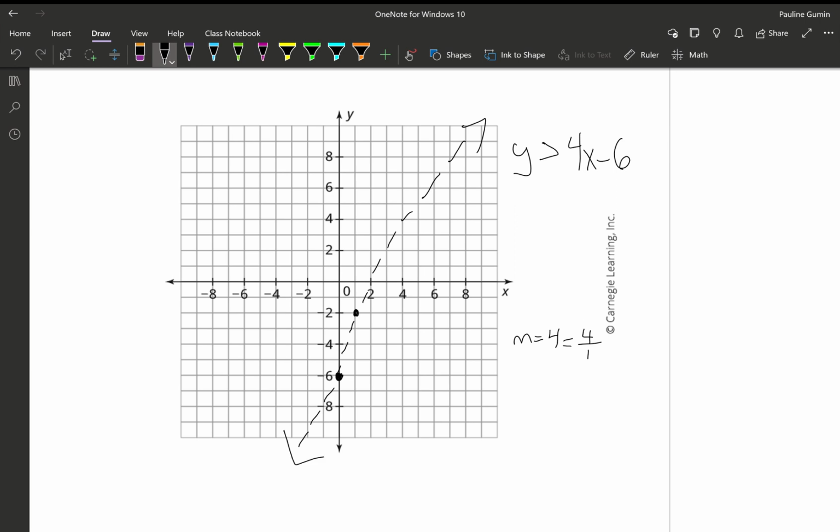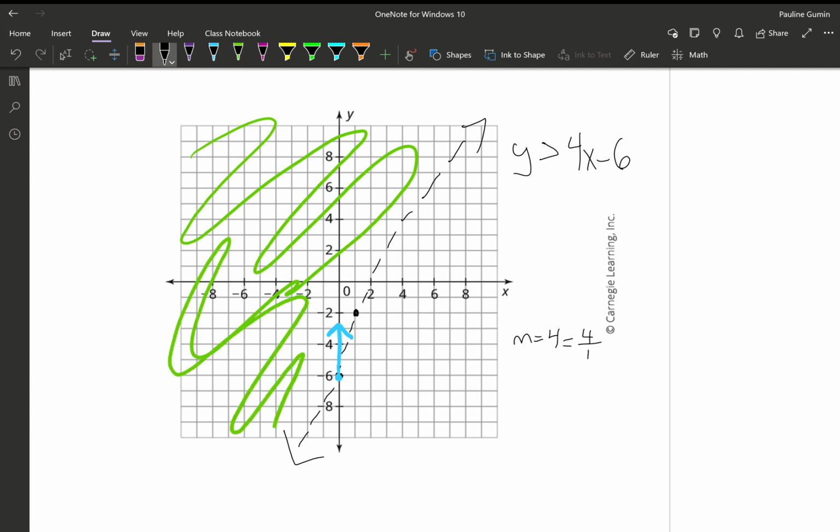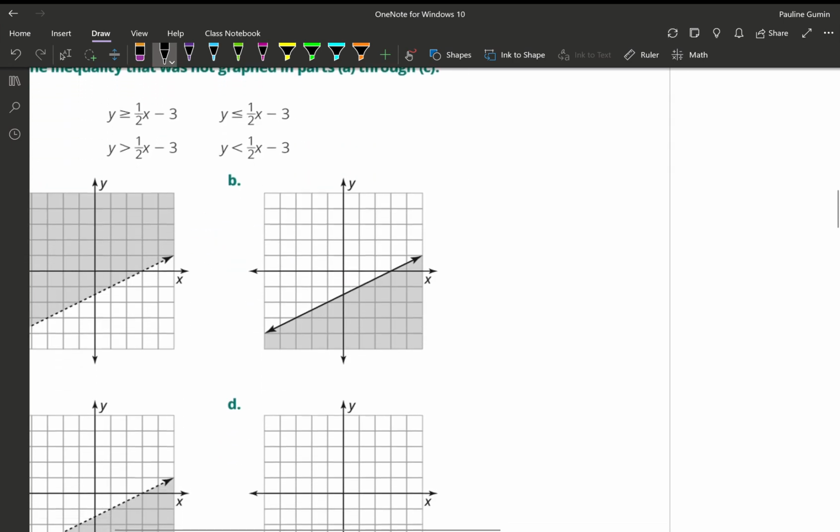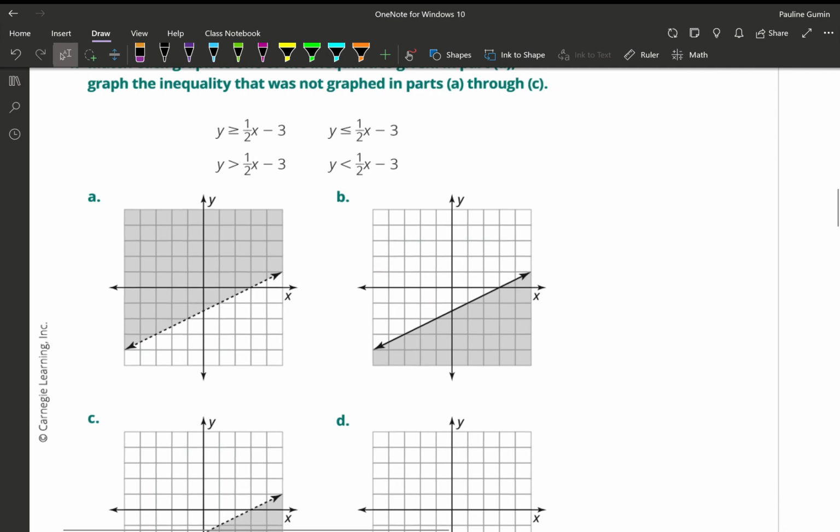There's one other thing left to do. It's to shade. Now, y is greater than, which means bigger than. Bigger means up. So, I'm going to put a dot on my y-intercept and draw an arrow going up because that's greater than. The arrow is telling me exactly where to shade. So this symbol right here told us two things. It told us dashed, and because it's greater, it means shade up. And that's all.